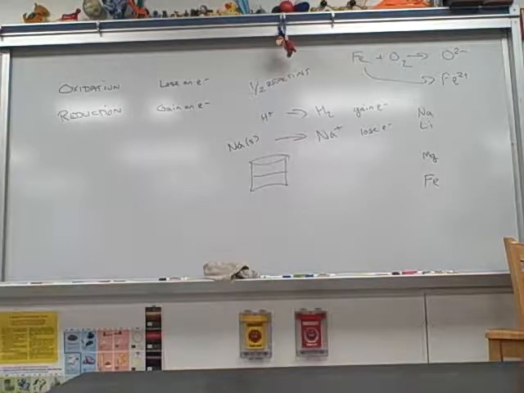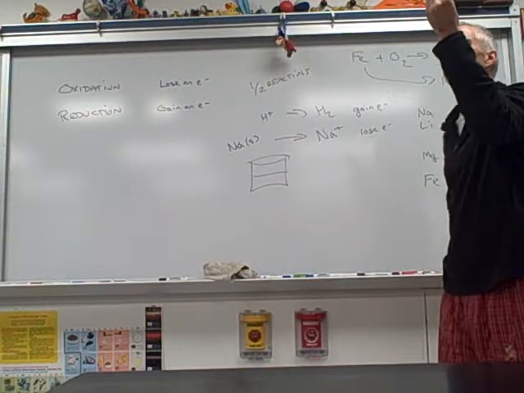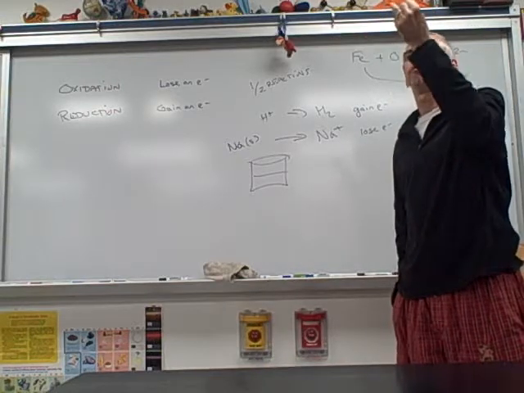You see it? So what's happened to the iron? It's lost electrons. True? And the oxygen has gained electrons. So it's reduction oxidation.